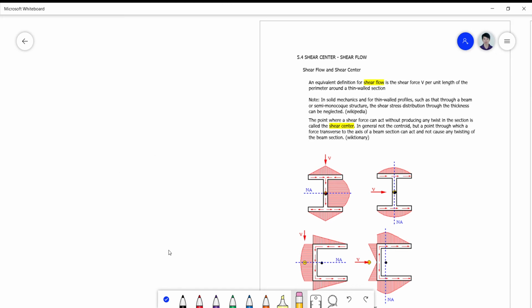Okay, some review on perhaps the needed formulas in order to solve for shear centers. Of course, the first one we know is the location of the centroid and of course the neutral axis.